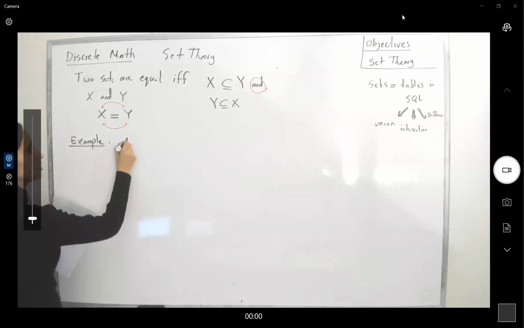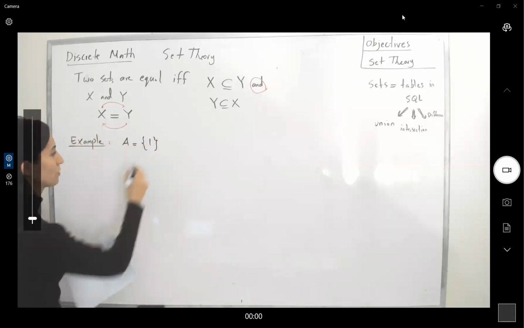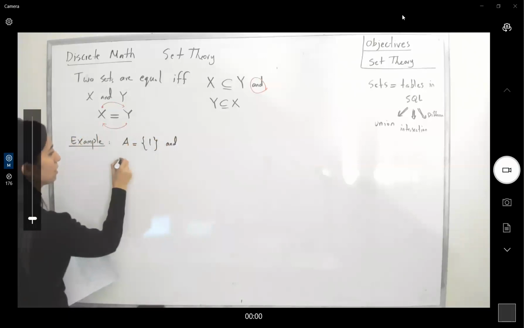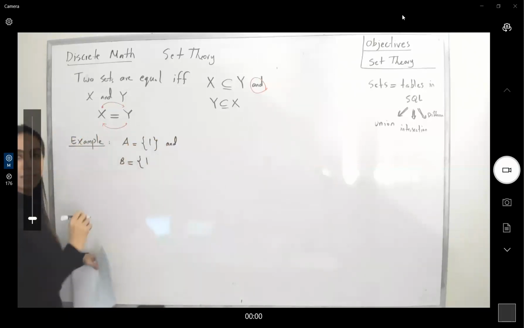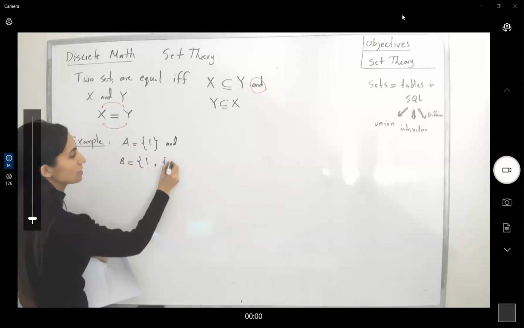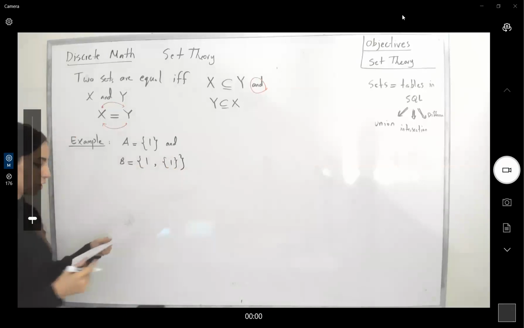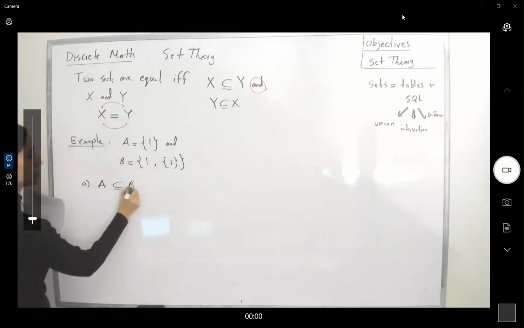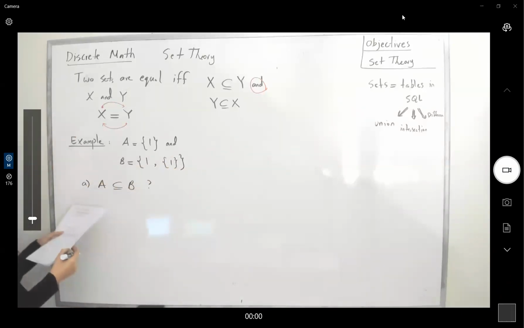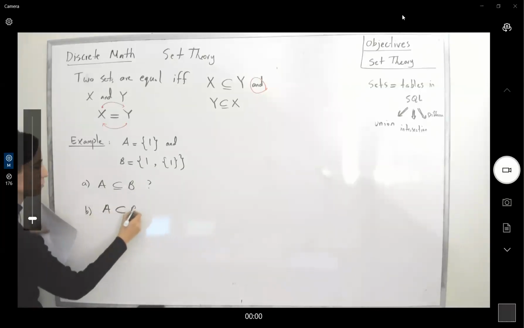Suppose A is given to you as the set including just one member, 1, and B is another set which includes 1, comma, a set including 1. Very well, question says: Is A a subset of B? And is A a proper subset of B?